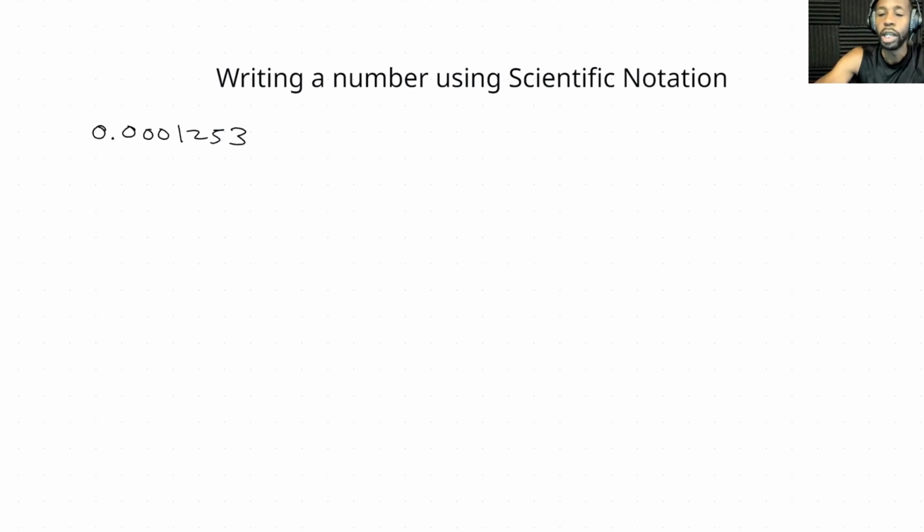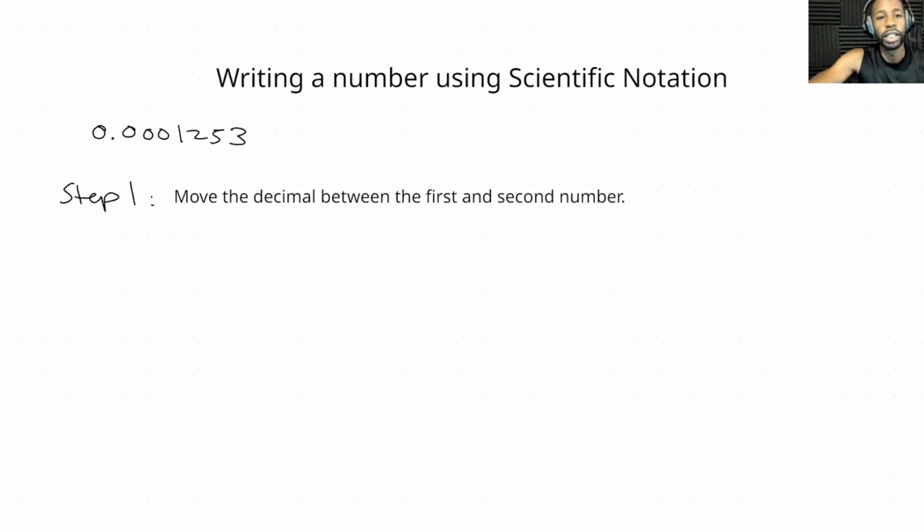First of all, this is step one. Let me actually type this because I can type faster than I write. Move the decimal between the first and second number. So what do I mean by that?